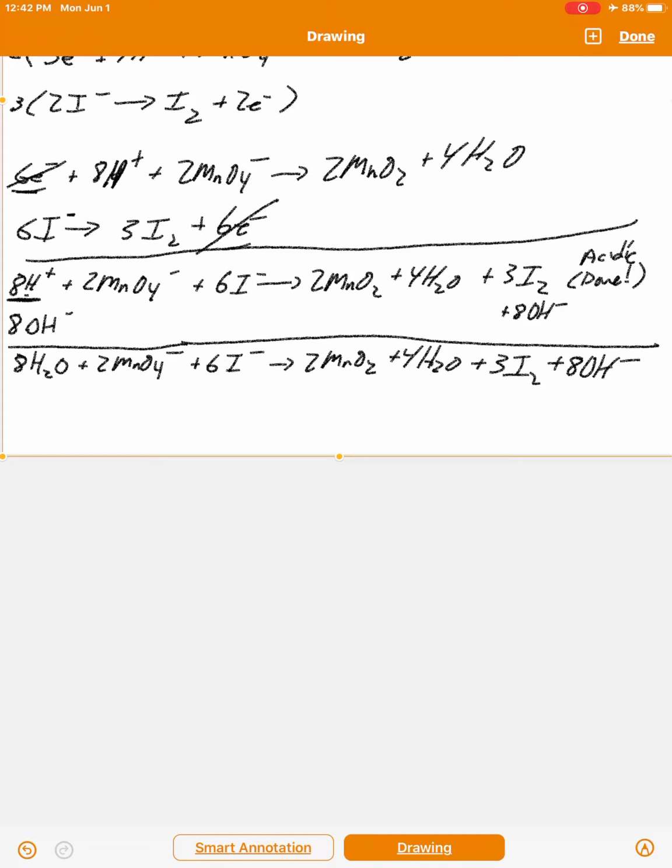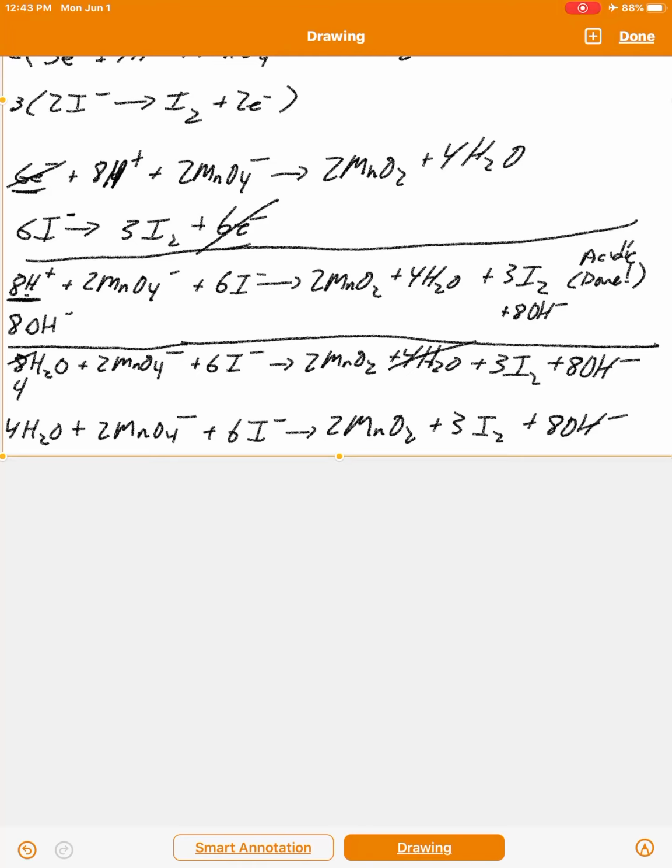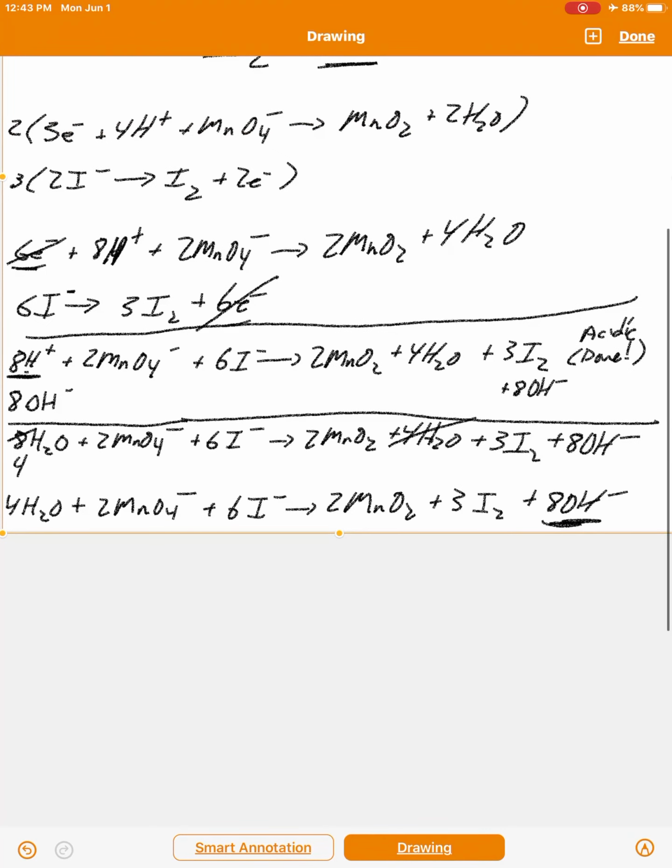Now, if you note, there's water on both sides, so we're going to cancel the waters. So now you got 4 waters, 2 permanganates, 6 iodides, 2 manganese dioxides, 3 iodines, 8 hydroxides. And there you go. Everything's balanced. And it's in basic solution because of the hydroxide. Again, if it had been in acidic solution, we would have stopped before we add the hydroxides.